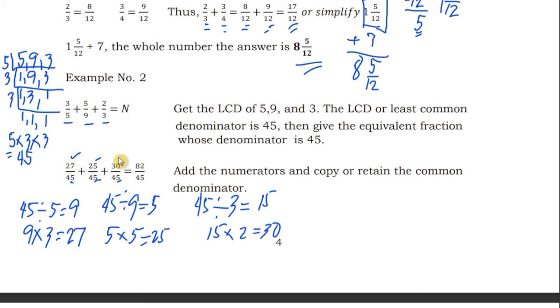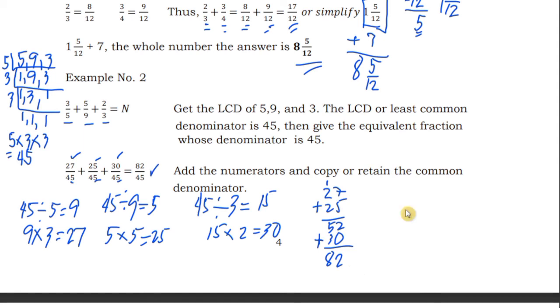So after that, since they have the same denominator already, we are going to add the numerators. 27 plus 25 is 52, and 52 plus 30 is 82. That is why we come up with 82.